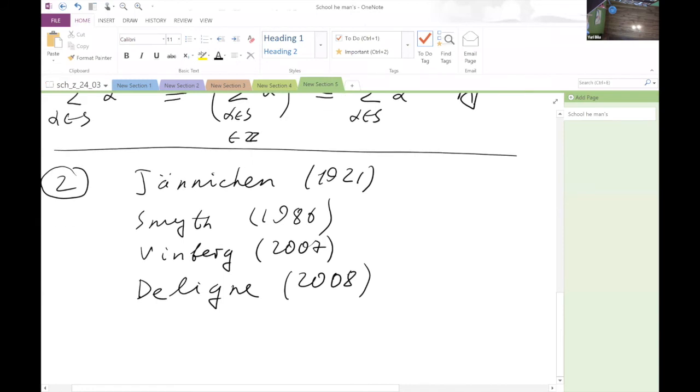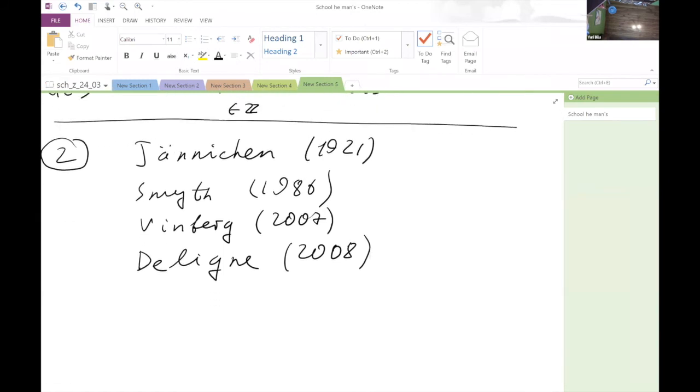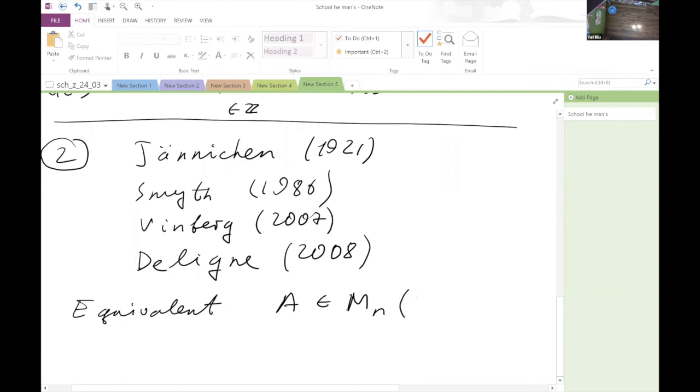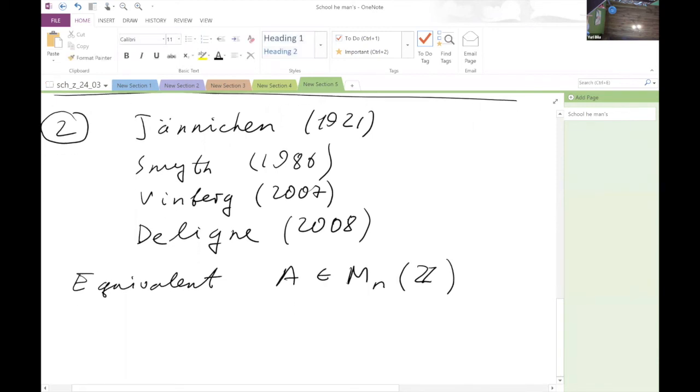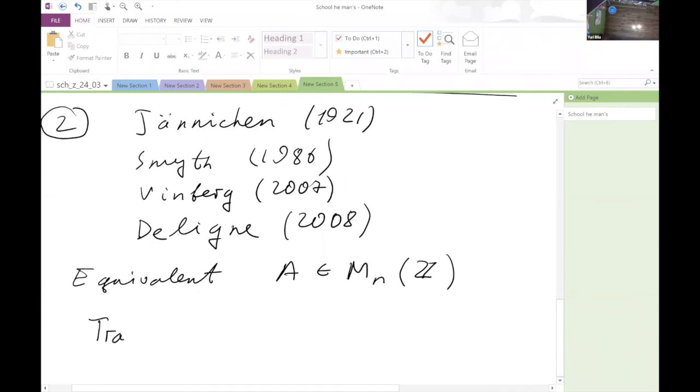Well, actually, a nice interpretation in which things become really good is the following equivalent statement. If A is a square matrix with integral entries, then the trace of A to the p to the n is congruent to the trace of A to the p to the n-1 mod p to the n. Well, this statement is clearly equivalent to what I stated.